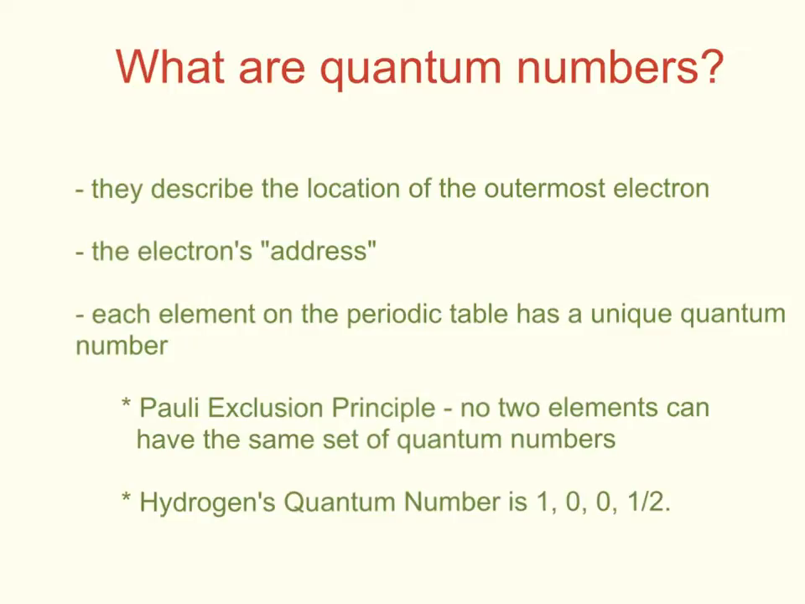So what exactly is a quantum number? Well, a quantum number describes where the last electron is located, the outermost electron, that one that's farthest away from the nucleus in the atom. You kind of think of it like the address for the electron. Each element on the periodic table will have a unique quantum number, and this follows the Pauli exclusion principle. For example, hydrogen's quantum number would be 1, 0, 0, +1/2. Let's take a look at how we determine the quantum numbers for elements.